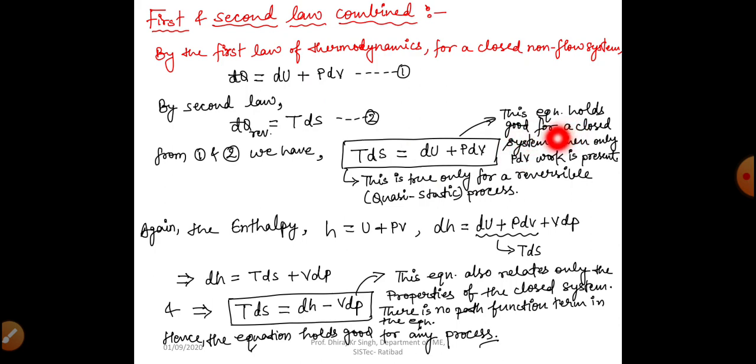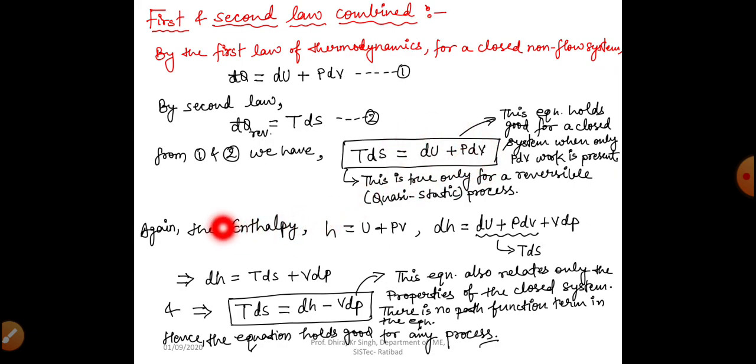So this equation holds good for a closed system when only PdV work is present. This is true for a reversible cycle and quasi-static process, right? So dear students, we have got our expression with the help of the first and second law of thermodynamics.